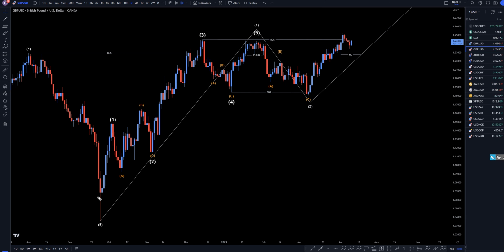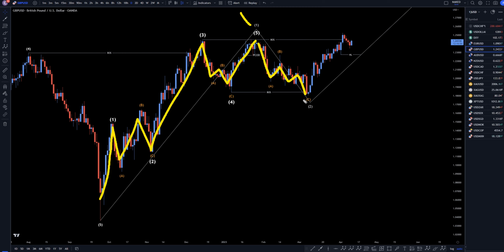On the daily time frame, you can see the 1 ABC of 2, the 3 ABC of 4, and 5, probably all part of a wave 1. I still think this is an ABC of 2. You can see that it did break structure and then almost instantly turned back up. That's a very good sign that that was the end of a correction. And as you can see, we've been trending up ever since.